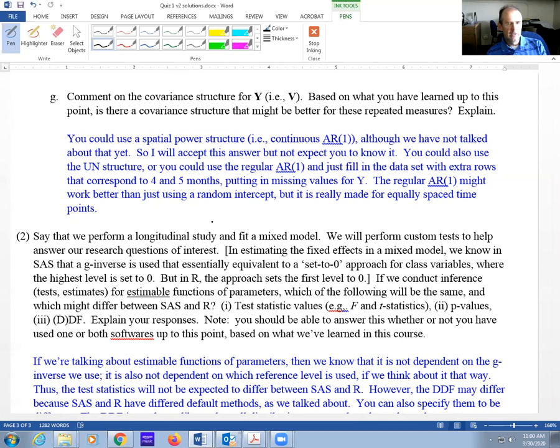Occasionally you get funny results, like the AR1 actually has the lowest AIC. It's like, how is that? Intuitively, it just makes sense that the continuous AR1 would be better because there's the same number of parameters and it's handling the spacing better. Any questions up through number 1?